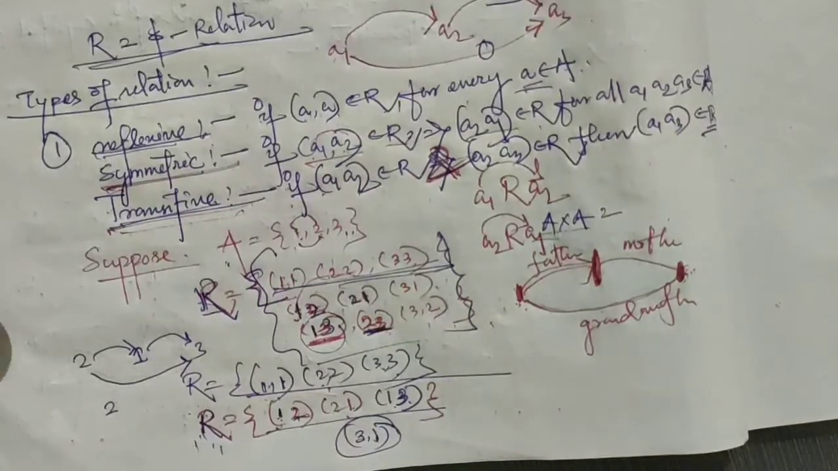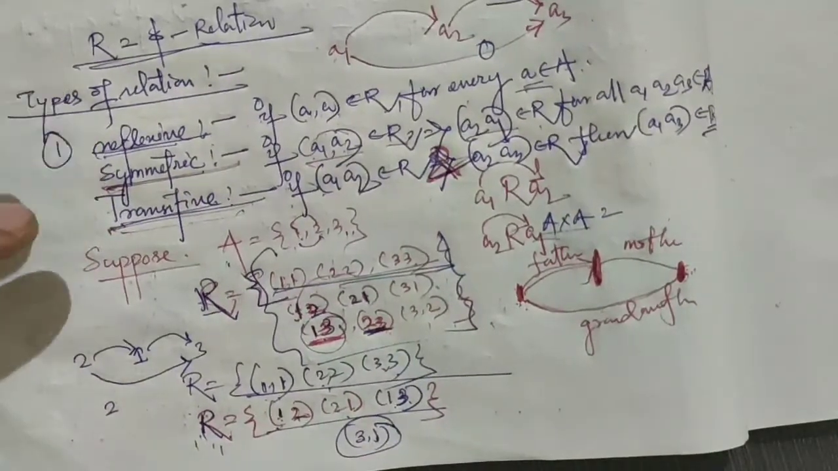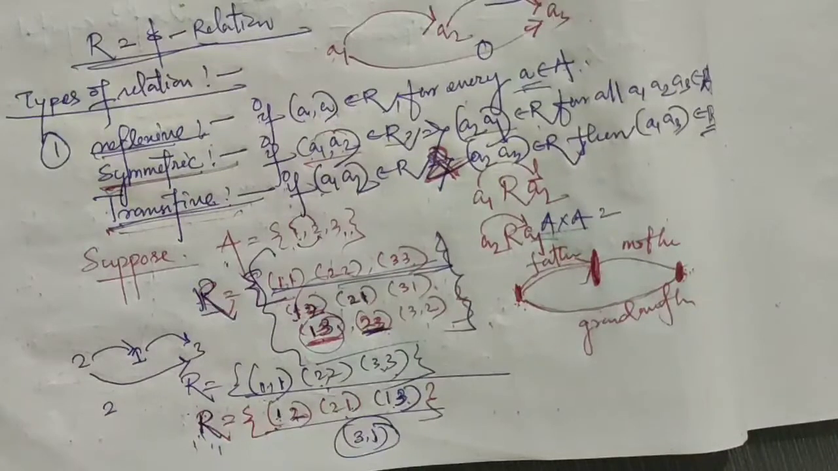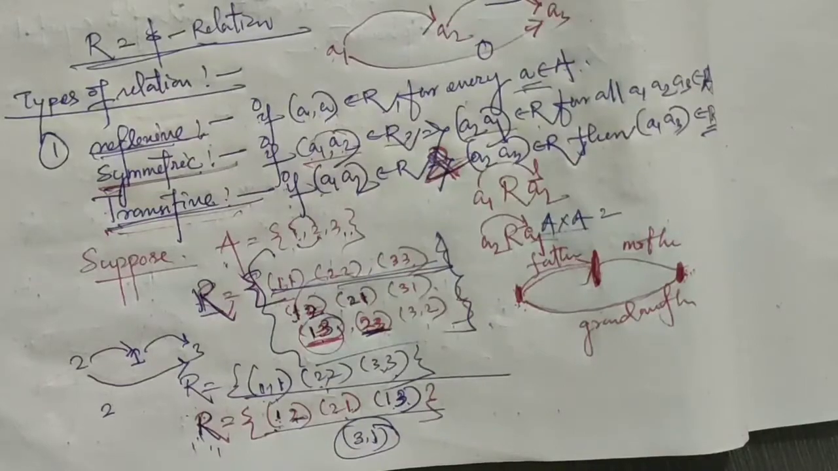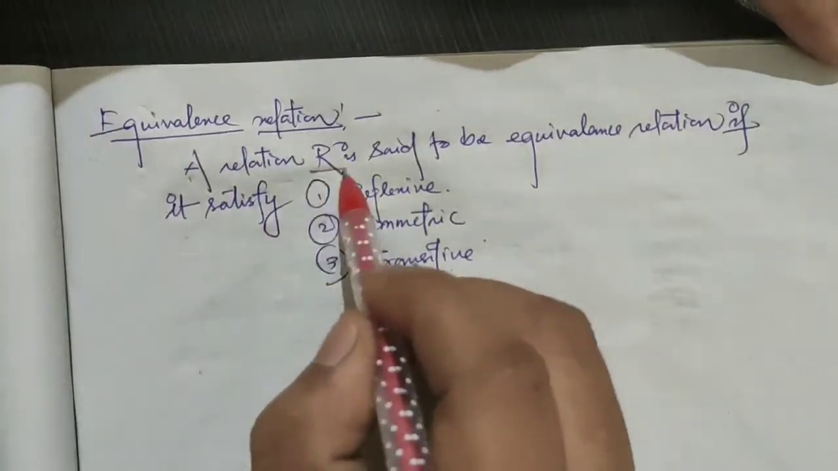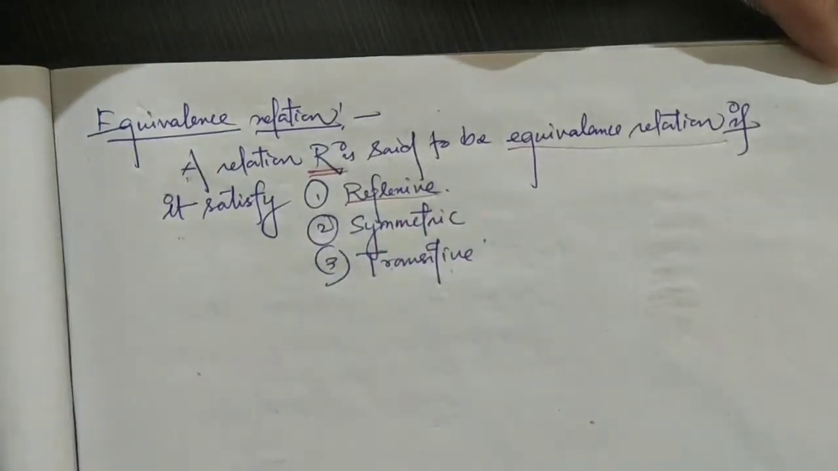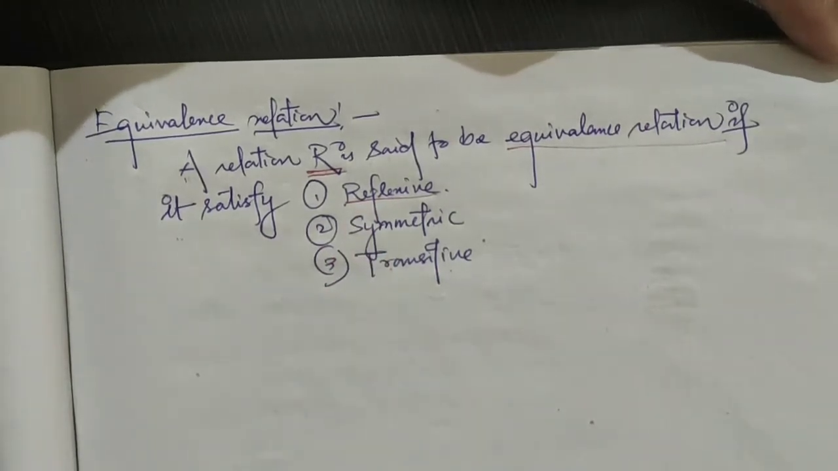Okay, now what if a relationship satisfies all these three properties? What are they? Reflexive, symmetric, and transitive. And such a relationship is known as an equivalence relationship. Okay? So I'm going to define it here. So what is an equivalence relationship? A relation R is said to be an equivalence relation if it satisfies reflexive. Reflexive means each element must be related with itself. If 1 is there, 1, 1 must be there. If 2 is there, 2, 2 must be there. If 3 is there, 3, 3 must be there. Then only we will say that it is reflexive.